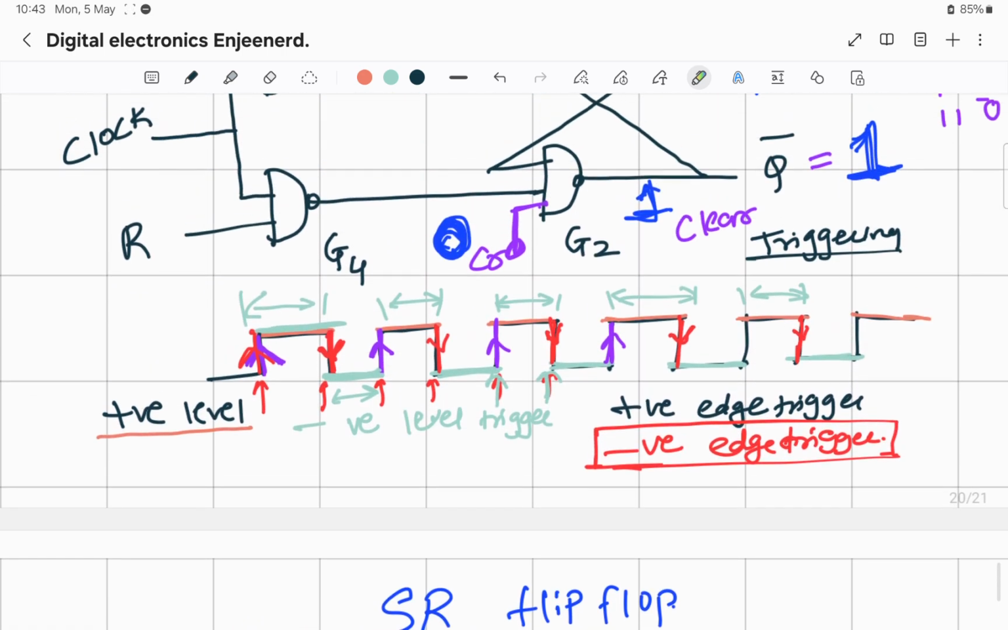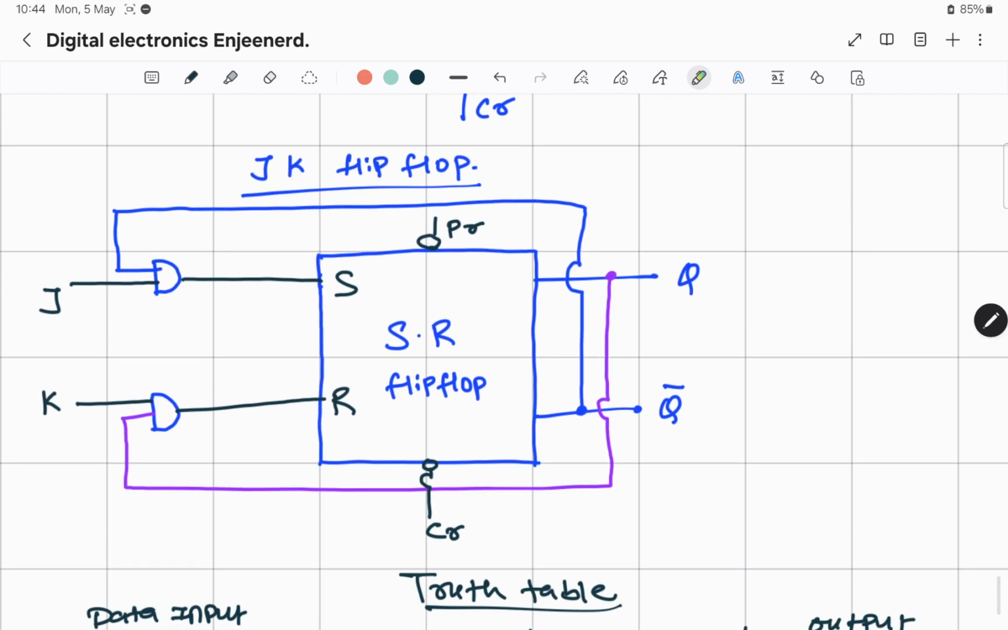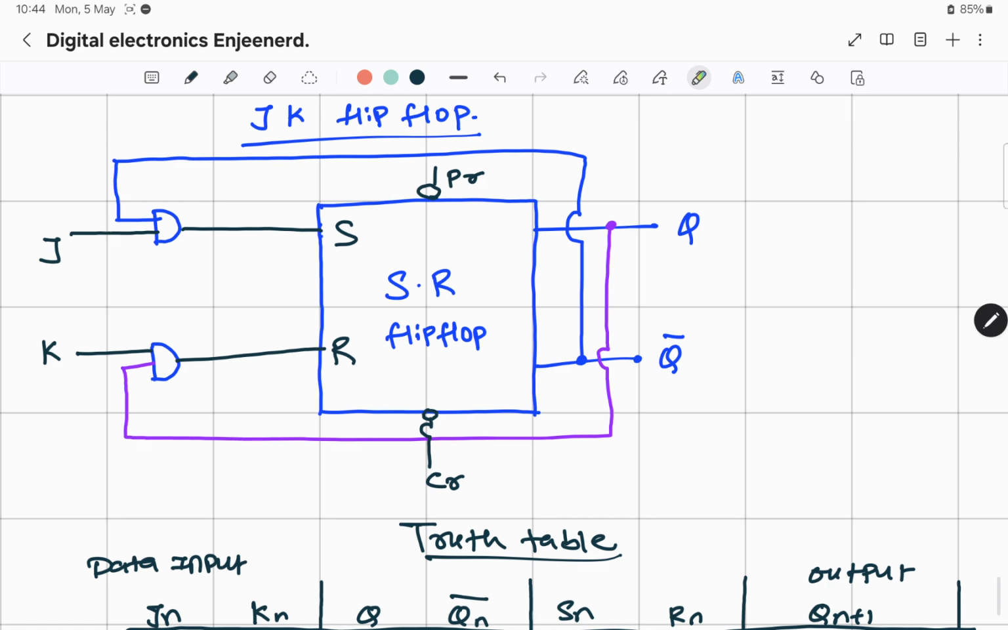If you remember the truth table of the SR flip-flop, see here the last line, that is 1 1, it is undefined. To remove this we are doing some minor modifications and naming this a JK flip-flop. Okay, so what is the equation now for S? My S is equal to J into Q bar and my R is equal to K into Q. By doing this connection, these are the new equations that I am getting.